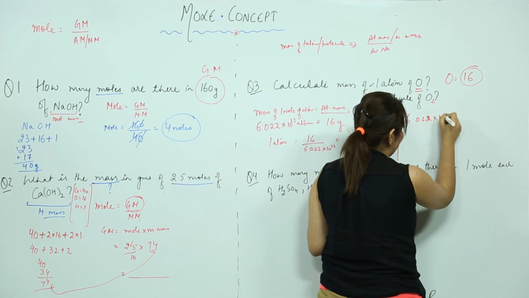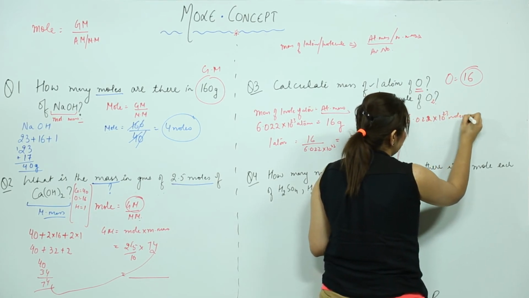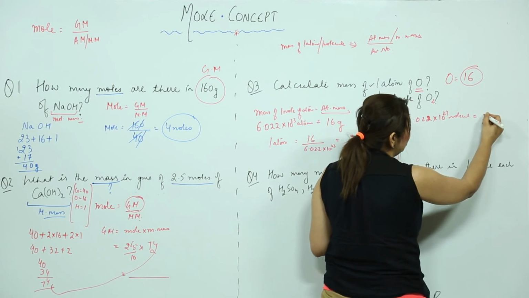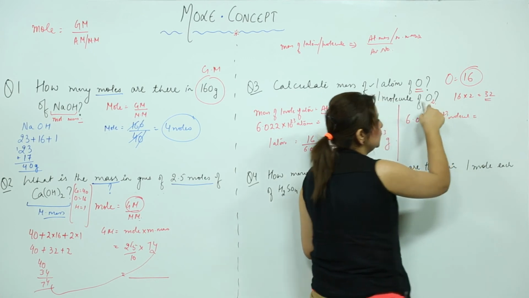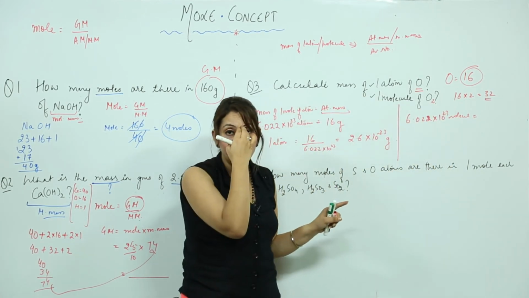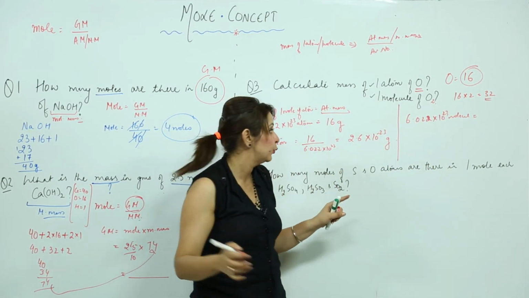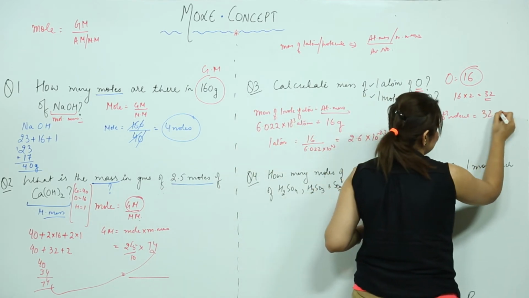6.022 into 10 raised to power 23 molecules weighs actually equal to the molecular mass. So what is the molecular mass for it? 16 into 2, 32, because this molecule contains 2 atoms, right? So molecular mass is going to be 16 into 2, 32. So it weighs 32 grams.